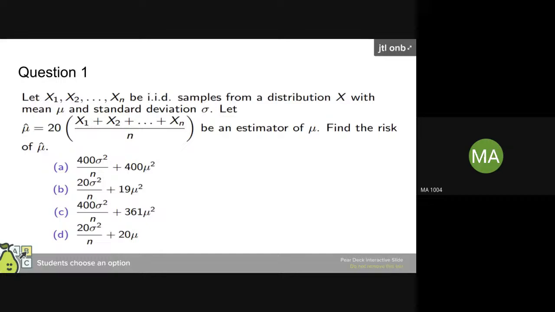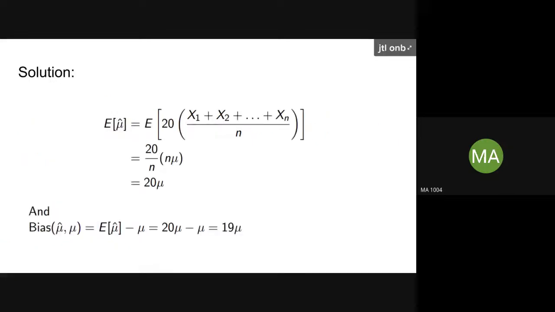Okay, let's see. The solution will be in terms of computing bias, variance, and finally squaring the bias and adding the variance to it, which will give us the risk. In order to compute bias, we need the expectation of mu hat, right? Bias is basically the expectation of mu hat minus mu. Mu hat is given to be 20 times x1 plus x2 to xn divided by n.